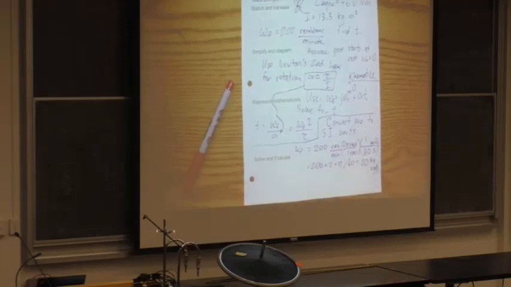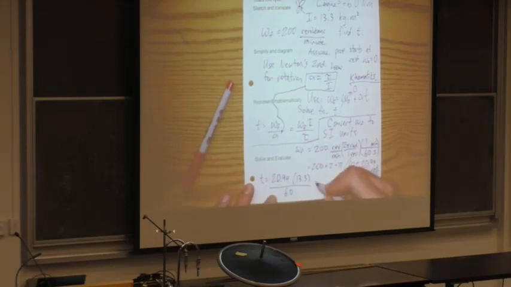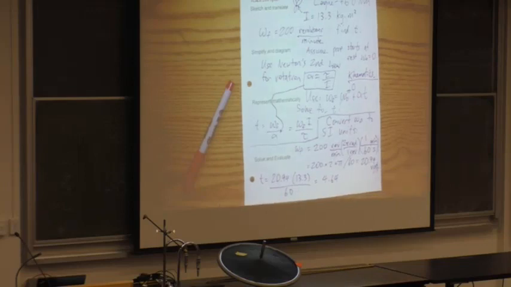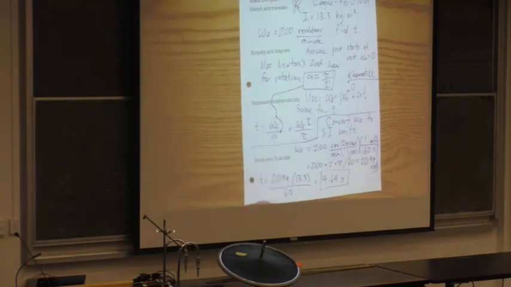Running out of room here. So I got T is equal to 20.94 times 13.3 divided by 60, which was the torque. And I got 4.64. I guess it's probably seconds, right? Because it's SI units. And I think that's what I want to do. So Brian said I can just do a units check and evaluate if I want to. So I don't know, 4.6 seconds might be okay.